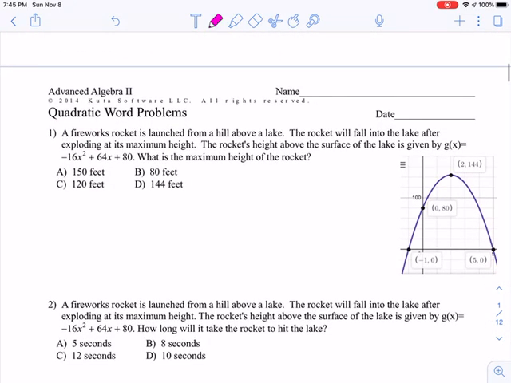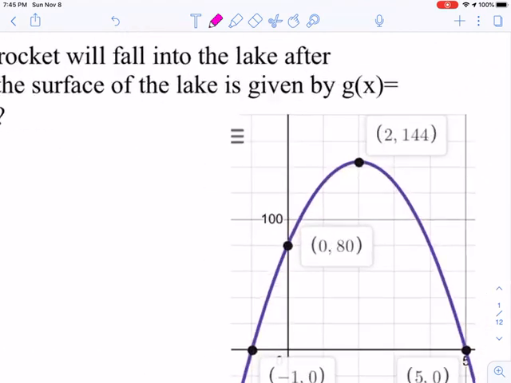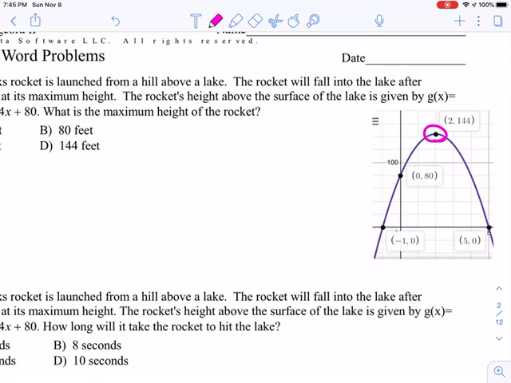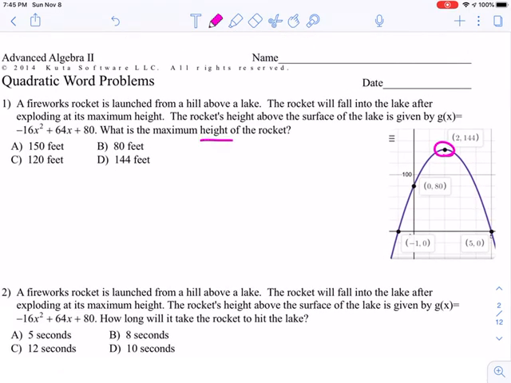Next page, quadratic word problems. A fireworks rocket is launched from a hill above a lake. The rocket will fall into the lake after exploding at its maximum height. The rocket's height above the surface of the lake is given by that function g. What's the maximum height of the rocket? Well, you can kind of visualize what's happening with the rocket up here, and we are told that it's going to explode after it hits its maximum height, and there's the maximum right there at the vertex. The maximum height is the y value, so that would be 144 feet.